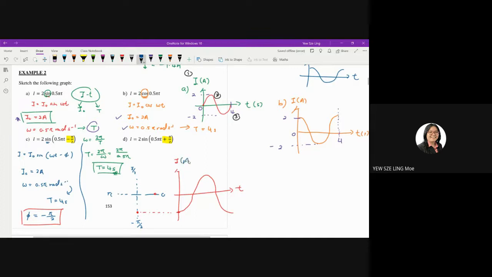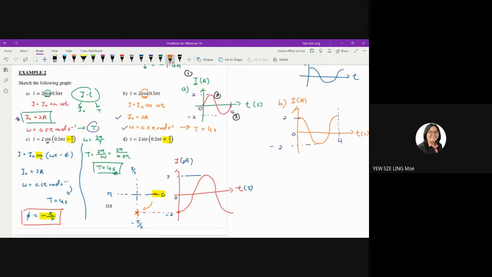Again, this is the unit, this is the time, and then you label it. This is 2, this is -2, and here is 0. The reason why I know it starts from -2 is that according to my phasor diagram, if I have a sine graph, it should start from 0. But because of the -pi/2 radian initial phase angle, I move backward by pi/2, which means I should start from here.